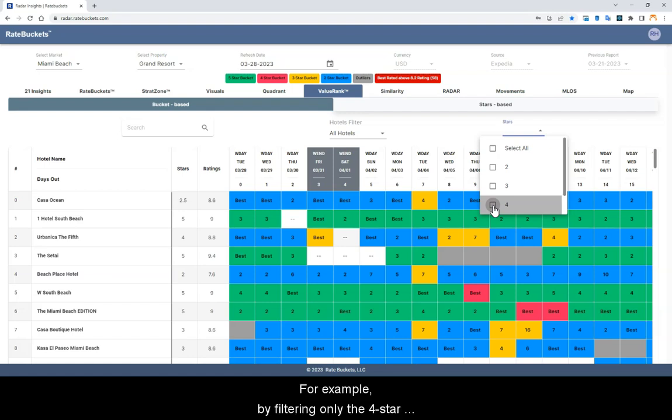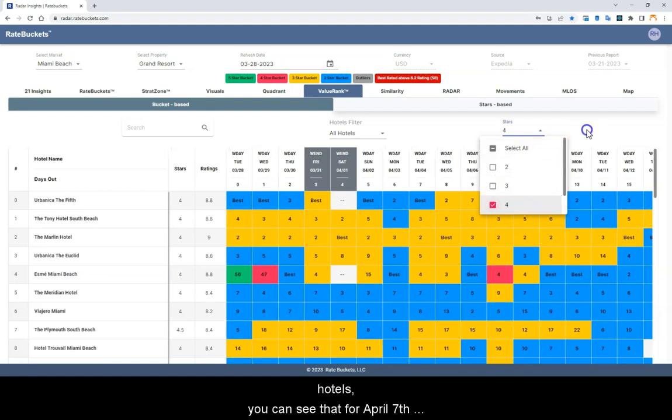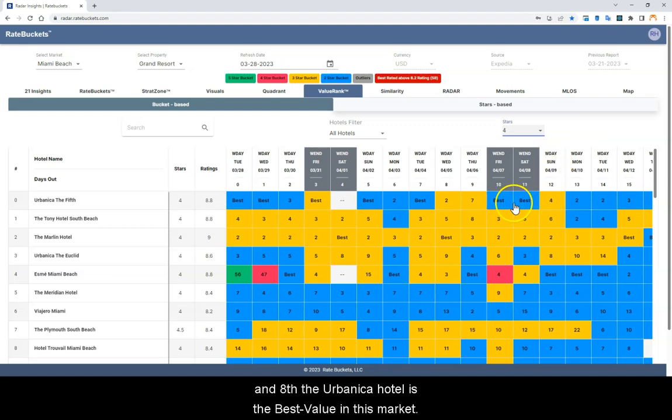For example, by filtering only the 4-star hotels, you can see that for April 7th and 8th, the Urbanica Hotel is the best value in this market. While, on the following weekdays, you can see that the Esme Hotel is the best value. The rest of the 4-star hotels are ranked in the order of the value they offer on that day, from best to worst. If you hover over any of the ranks, you can see the hotel's rate.